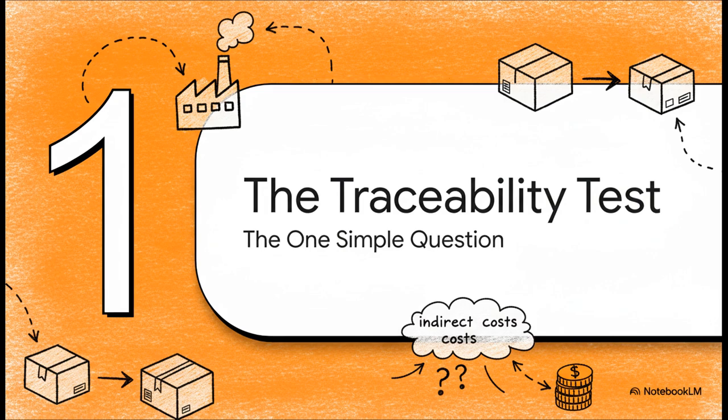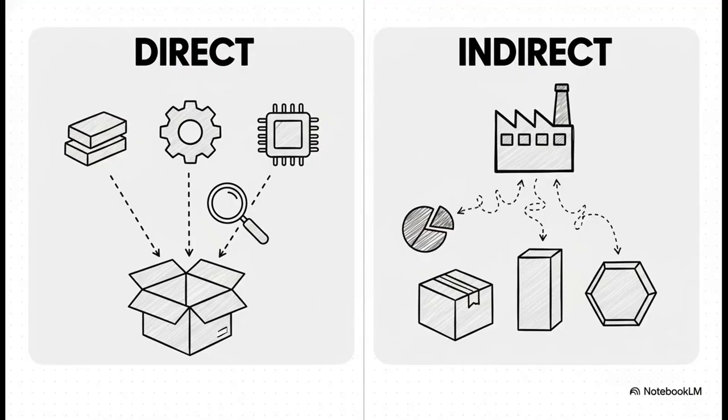Okay, so how do we solve this puzzle of Product Beta and avoid making that same costly mistake? It really all comes down to one single core idea, the traceability test. And let me tell you, this is the single most important concept we are going to cover. So here's the deal. A direct cost is any cost that you can easily and conveniently trace to a specific thing you're trying to find the cost of, what we accountants call a cost object.